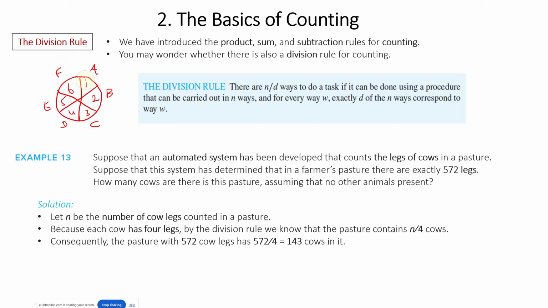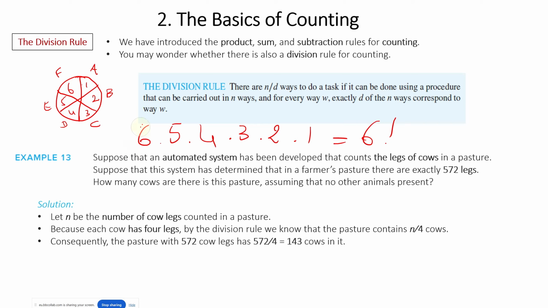Because I'm going to seat A first, I have 6 possible places for A. Now B: after A took 1, I'm going to have 5. For C, it's 4. For D, it's 3. For E, I have only 2 options. And then for F, there's only 1. And notice that this is actually 6 factorial. Now, I can say, okay, this is the number of possibilities.